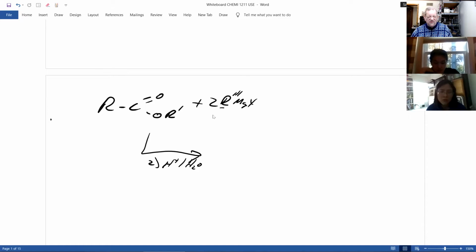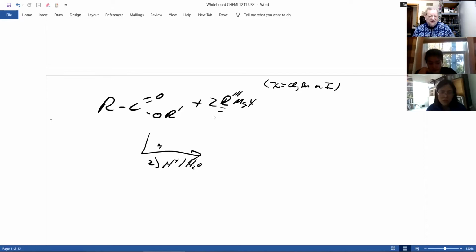I could have put this right here on top of the RO2 like you see me do. I just didn't feel like it. Both are the same. Remember, X here is chlorine, bromine, or iodine.